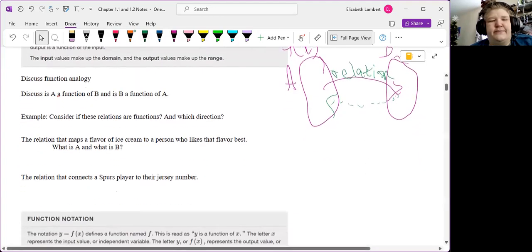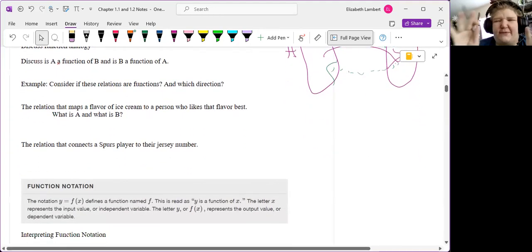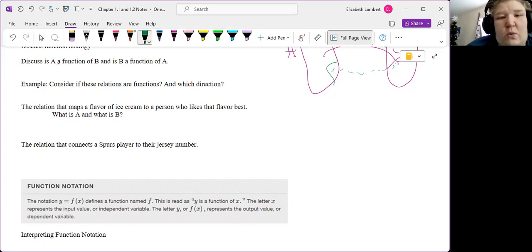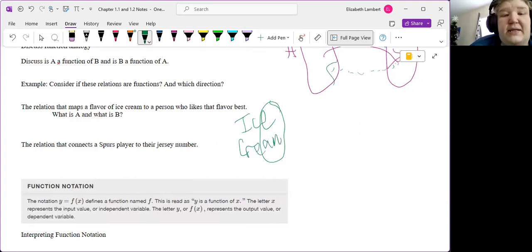So here, I came up with two examples to explain in more detail what I'm talking about. Here we have a relation that's mapping a flavor of ice cream to a person who likes that flavor best. All right. So we've got one set, which is ice cream, and then another set is people.